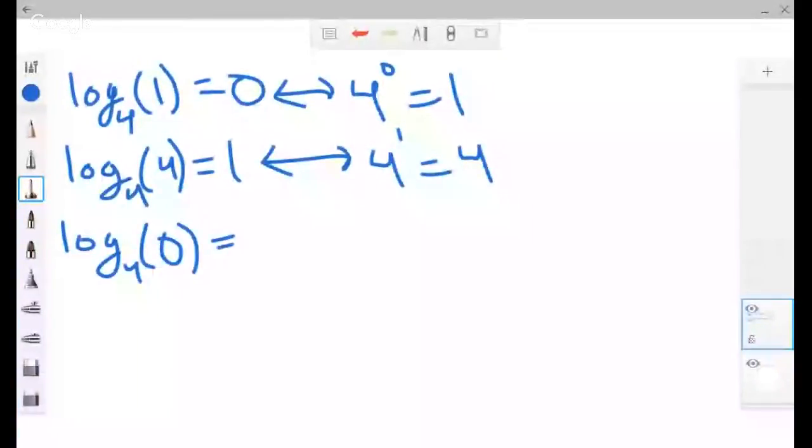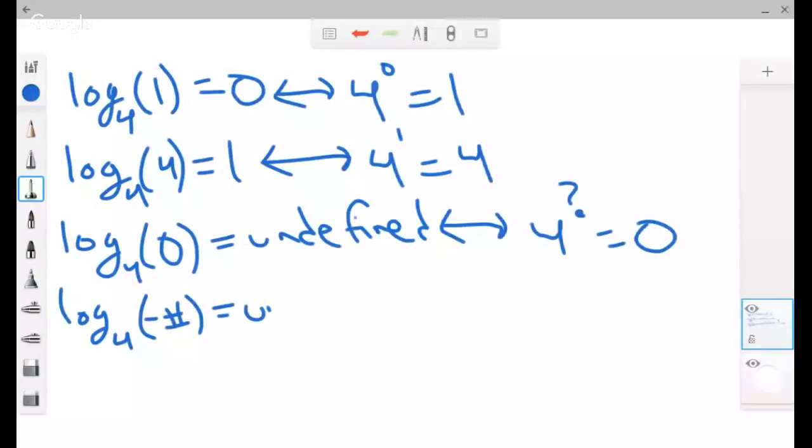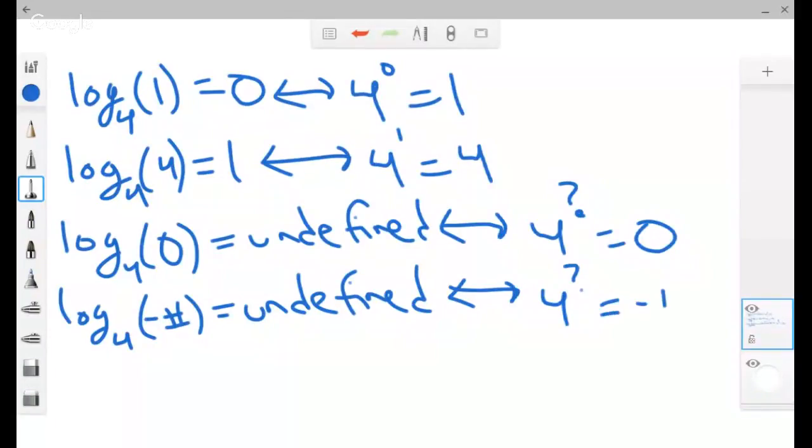And then again, just to review, we already said this earlier in the video, but if you do log base 4 of 0, that's undefined, right? There's nothing I can raise 4 to get 0, so we can't do that. And similarly, another thing that's undefined is any sort of negative number. There's no number that I can raise 4 to get a negative number. So those are just a couple of laws that you want to remember as you're dealing with logarithms.